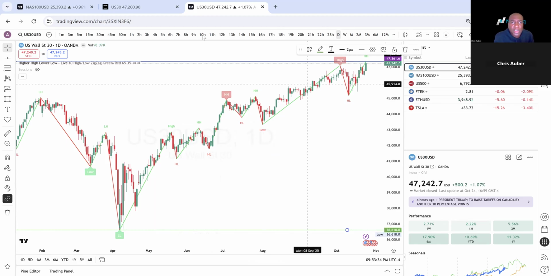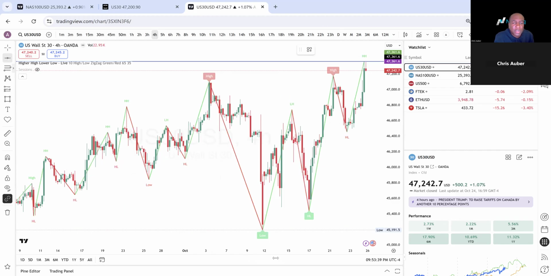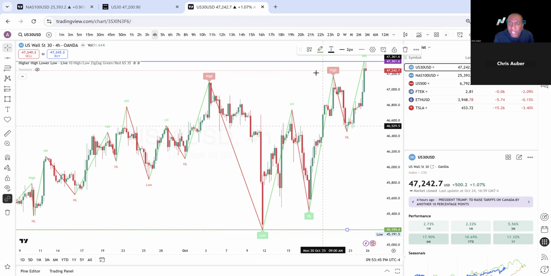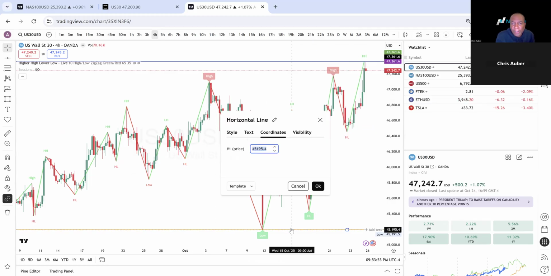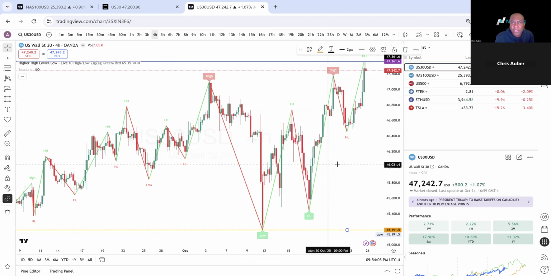Next thing I'm going to do is go to my 4-hour, do the same thing. Lowest support line that I'm seeing on my 4-hour, all right, is going to be 45,191.5. Change that to yellow or orange. All right, that's my 4-hour.